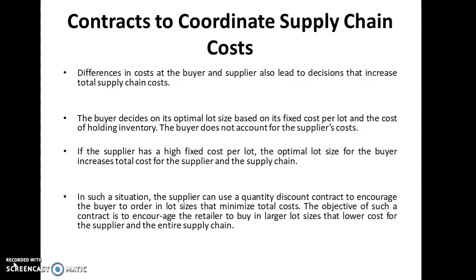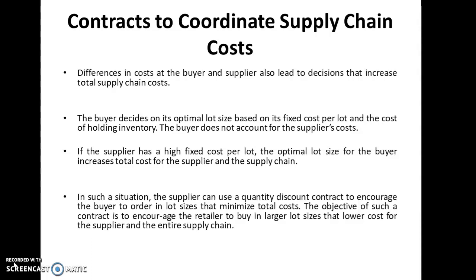In such a situation, the supplier can use a quantity discount contract to encourage a buyer to order in lot sizes that minimize total cost. That means the supplier can give some quantity discount. That means if you order in terms of lakhs, the price will be reduced like that. Or if you order in terms of lakhs, so many items will be given free of cost, something like that.